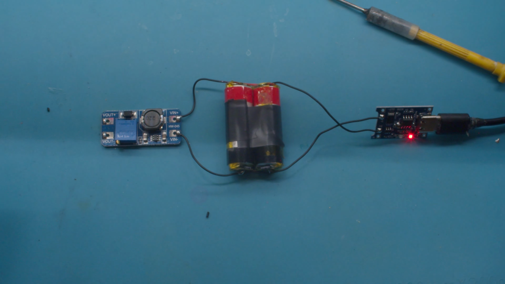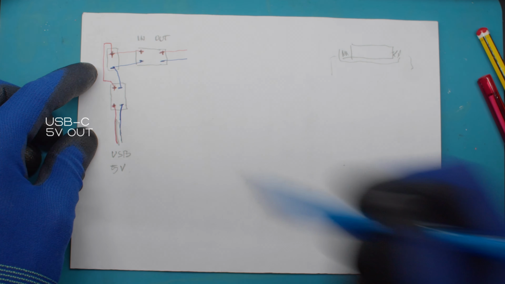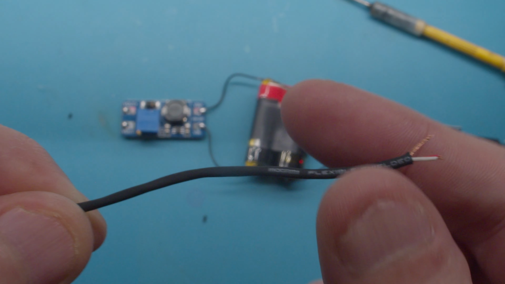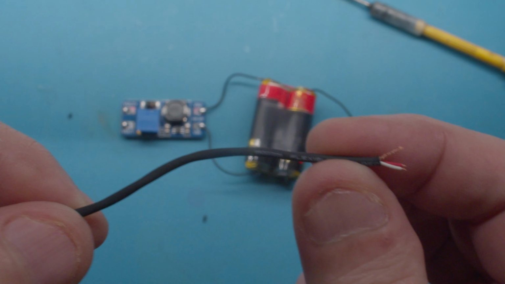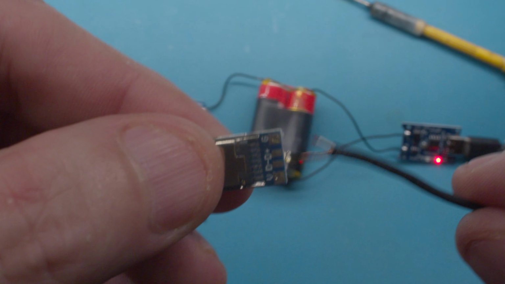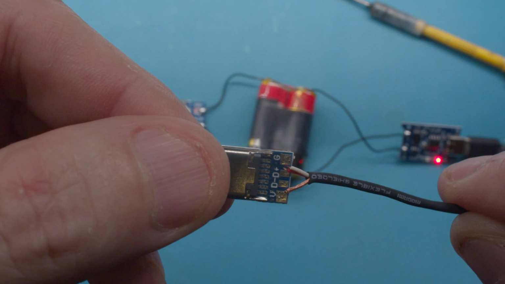From this side, I'm going to solder some wire, and it will be the cable for the follow focus that will send 5 volt into it. This is the wire that I'm using. It's for audio. It's very flexible and high quality. Soldering the V for plus and G for minus.